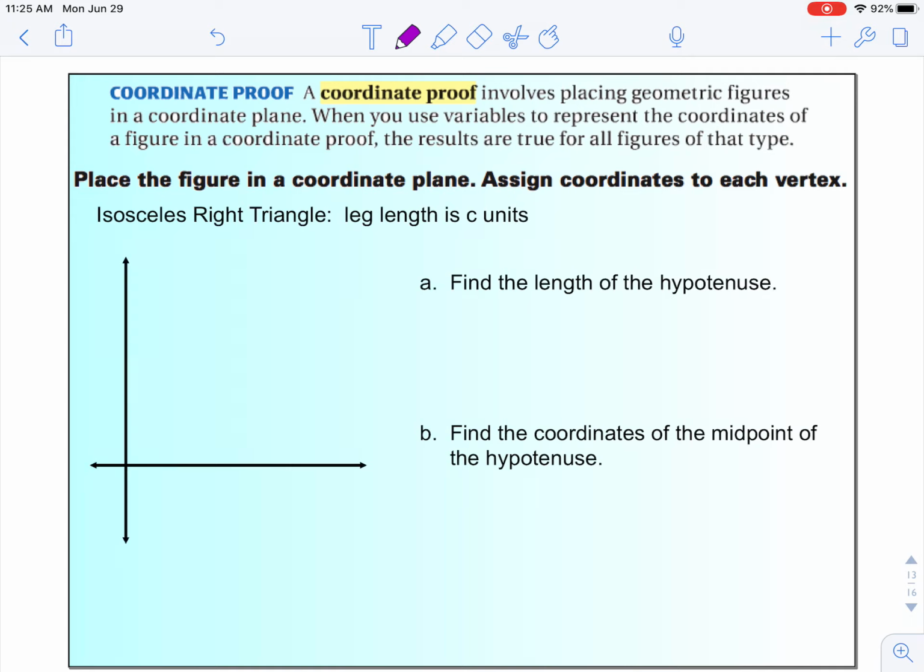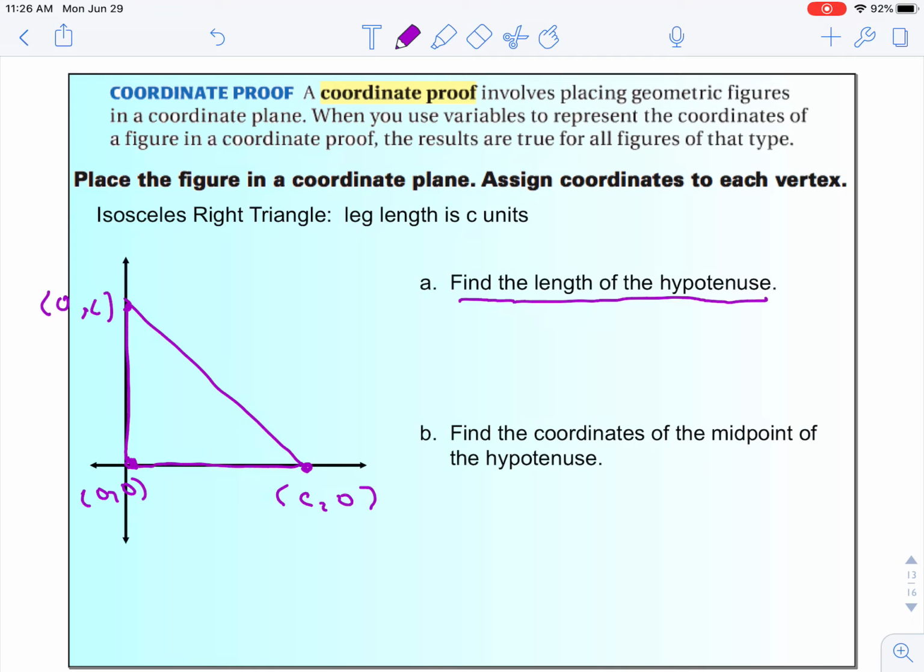So again, this is just reminding us about a coordinate proof and what it involves. Now we're going to place a figure in the coordinate plane and assign coordinates again. But now we're going to find the length of the hypotenuse after we do that. So we just kind of did this on this last example. We know that we have an isosceles triangle with one vertex at 0, 0. And if the leg is c units long, then this vertex is going to be c, 0. And this vertex up here is going to be 0, c. So how do we use that to find the length of the hypotenuse?